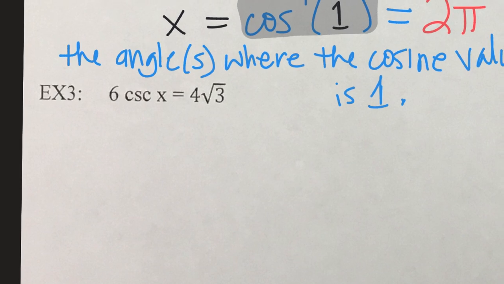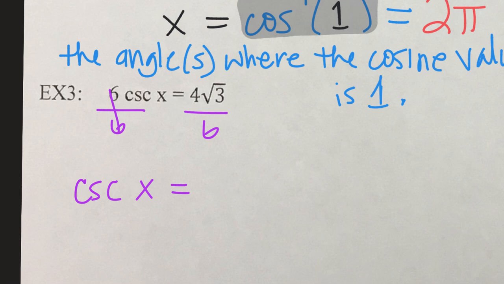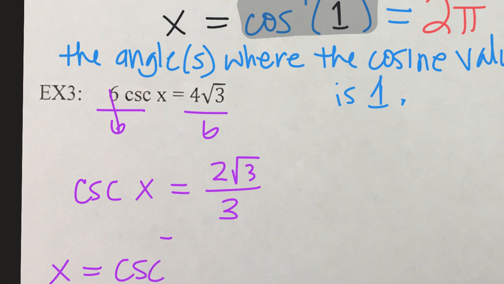Okay, example 3. 6 times the cosecant of x is 4 roots of 3. So we're going to get rid of this 6 by dividing both sides by 6. So the cosecant of our angle is, let's reduce this, 4 over 6 reduces to 2 over 3. So then our angle is all the places on your unit circle where the cosecant has a value of 2 roots of 3 over 3.